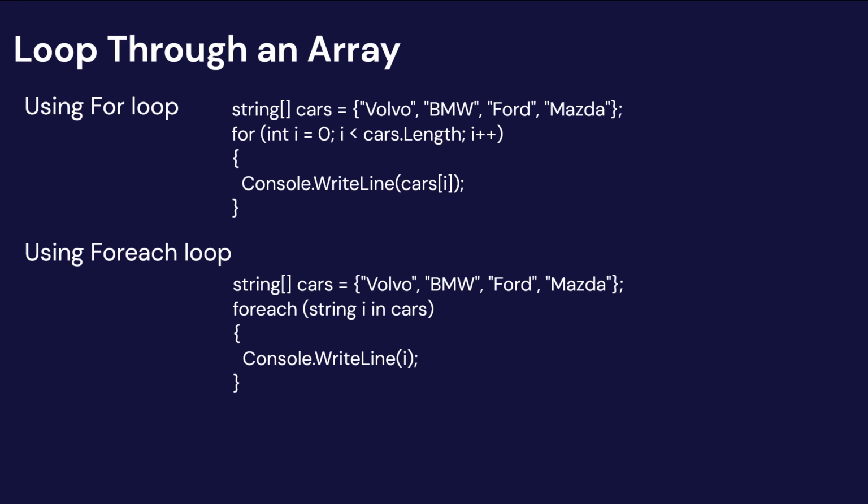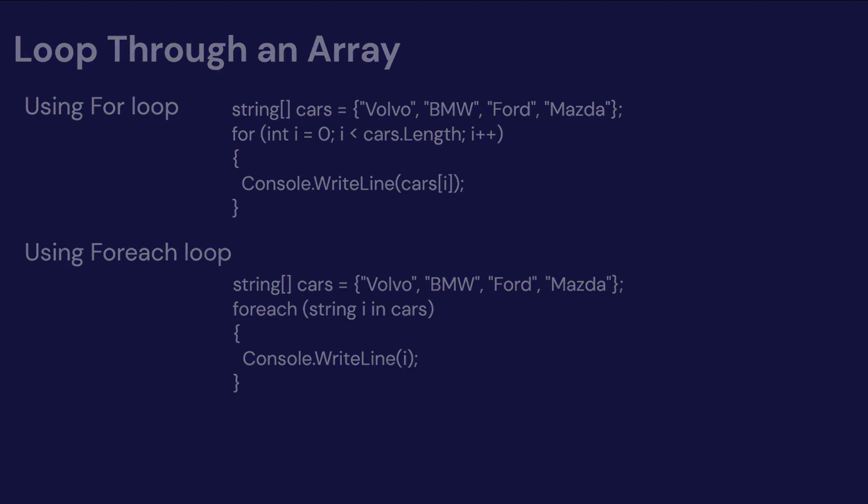If you compare the for loop and foreach loop, you will see that the foreach loop is easier to write, it does not require a counter using the Length property, and it is more readable. We will discuss multidimensional arrays in an upcoming video.